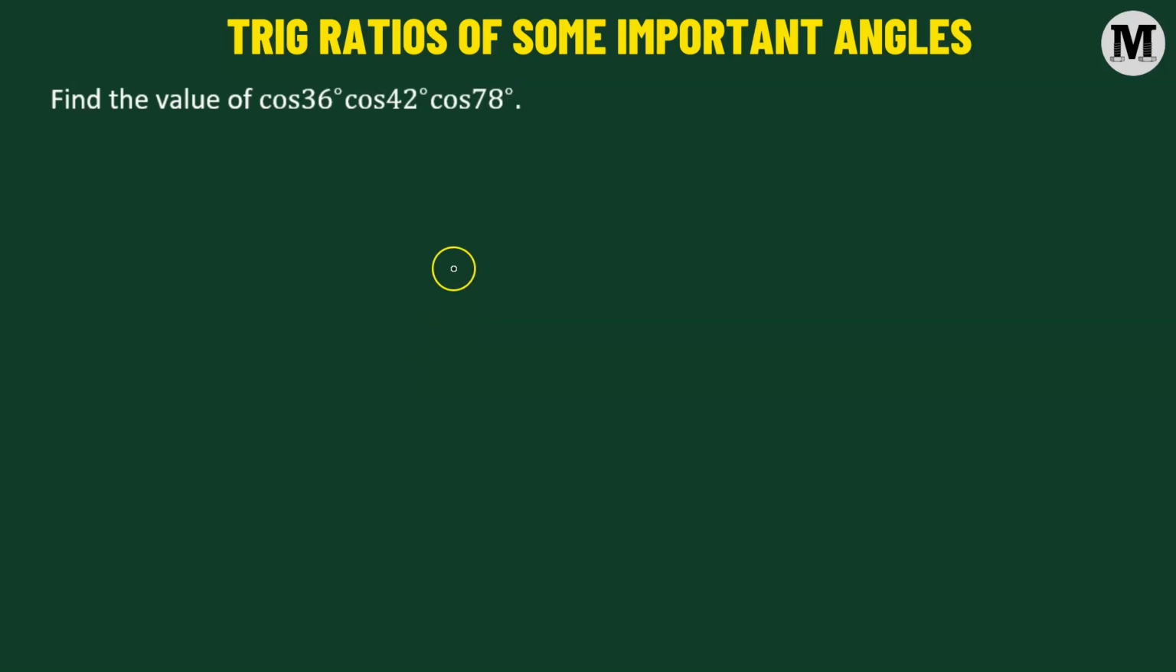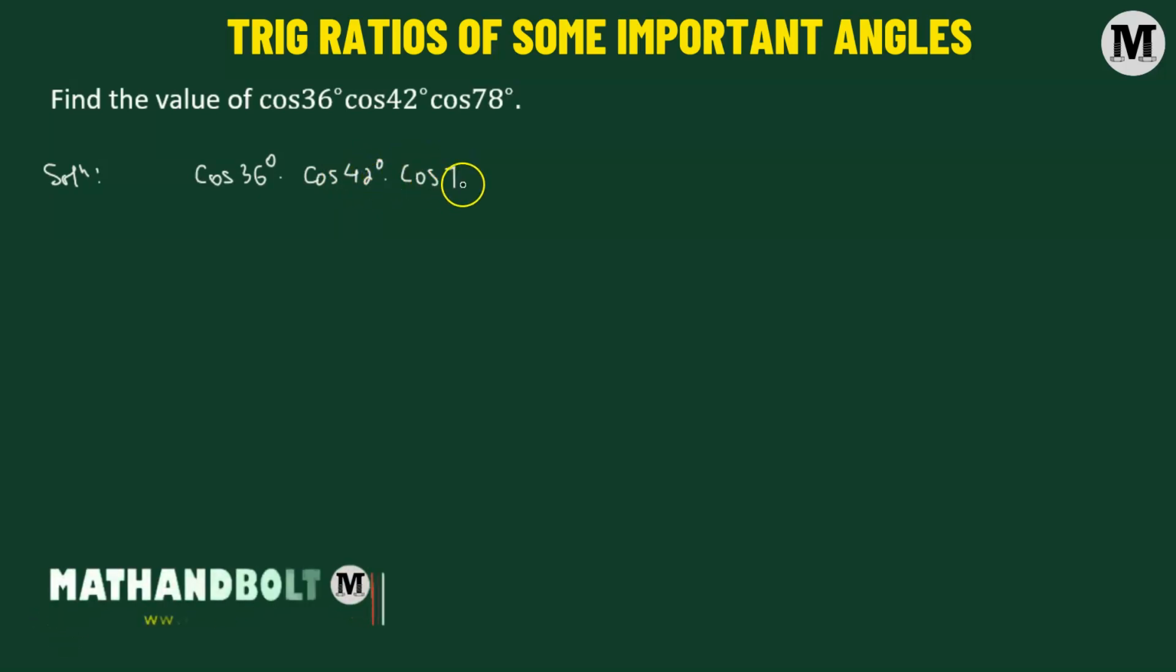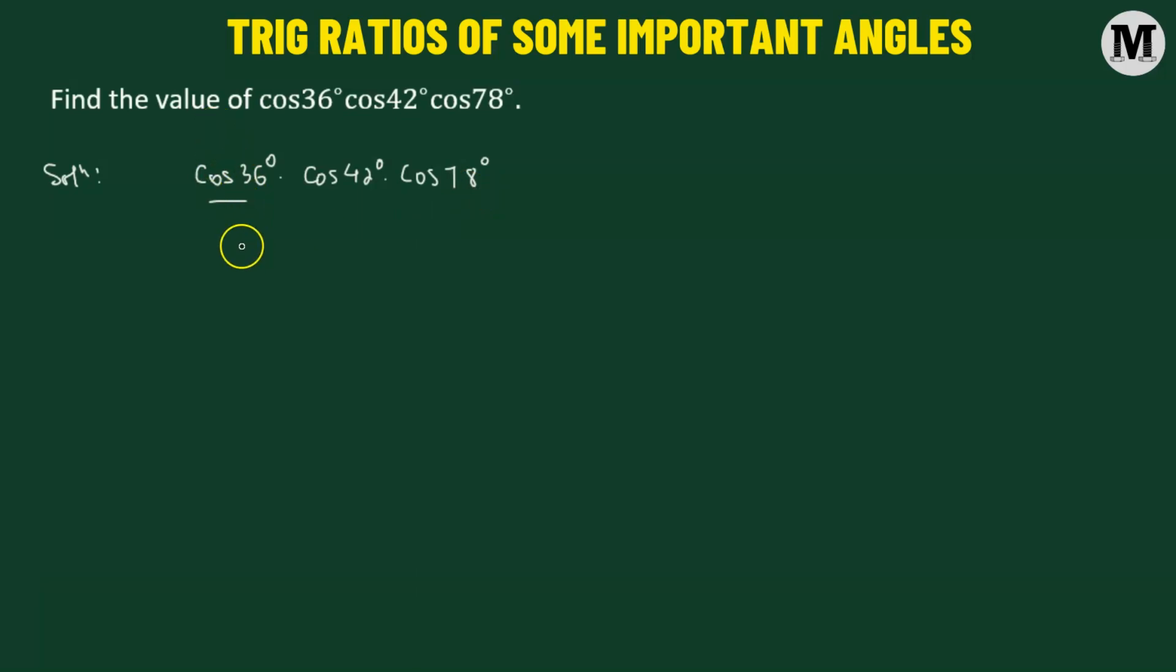Let's determine the value of the given trig expression. So here we have cosine of 36 degrees multiplied by cosine of 42 degrees times cosine of 78 degrees. Now, except for cosine 36 degrees, we don't know the values of cosine 42 degrees and cosine 78 degrees. Let's note down the value of cosine 36 degrees.